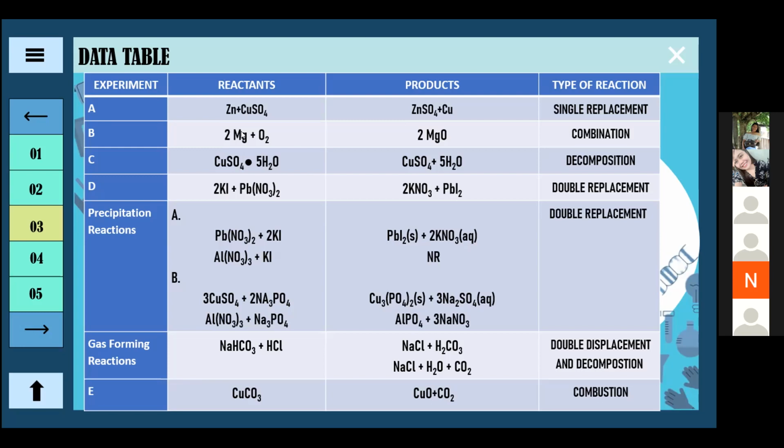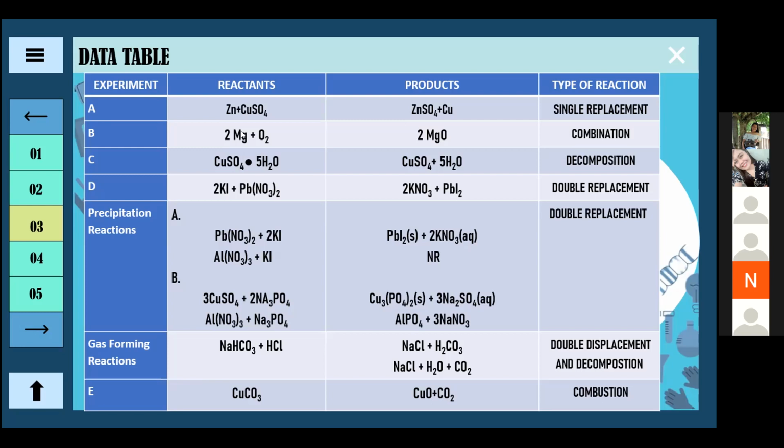For the second set, 2 ml of copper sulfate was added with 2 ml of sodium phosphate solution. Sulfates are soluble, but phosphates are considered insoluble. Therefore, the reactants yield a blue precipitate known as copper 2 phosphate, and sodium sulfate as the aqueous solution. And next, 2 ml of aluminum nitrate was added with sodium phosphate, and phosphate here is insoluble, therefore a reaction occurred. A white precipitate is formed, which is the aluminum phosphate, and an aqueous solution also, which is the sodium nitrate. So for the type of reaction, we have the double replacement.